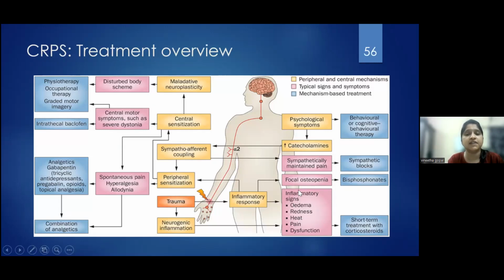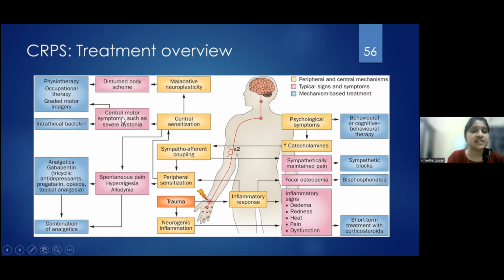You can go back and read that. When there are signs of inflammation, the patient comes to you in the acute phase, or there are predominantly signs of inflammation like edema and redness, you go for corticosteroids. It has good evidence. Suppose the patient has focal osteopenia on X-ray or triple phase bone scan, bisphosphonates and calcitonin work. If the patient has features of peripheral and central sensitization like spontaneous pain, hyperalgesia, allodynia, you should give analgesics as well as co-analgesics: gabapentin, TCAs, topical analgesia.